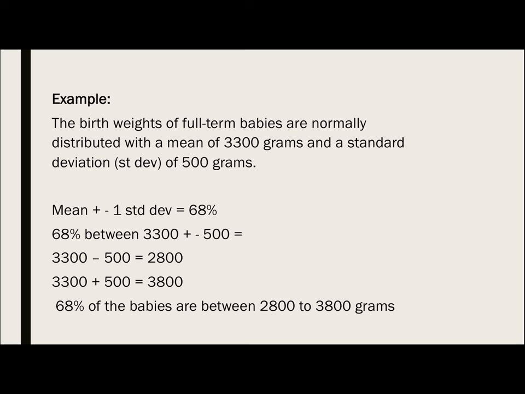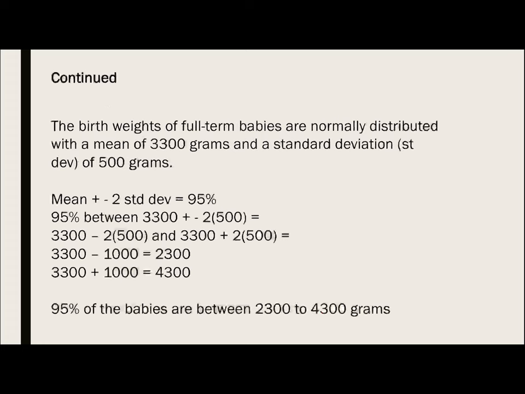Example, the birth weights of full-term babies are normally distributed with a mean of 3,300 grams and a standard deviation of 500 grams. If you take the mean plus or minus one standard deviation, that will equal 68% of the values. So we're going to take the mean and add and subtract 500. The mean is 3,300, the standard deviation is 500. So take 3,300 minus 500, 3,300 plus 500. 68% of the babies are between 2,800 to 3,800 grams.